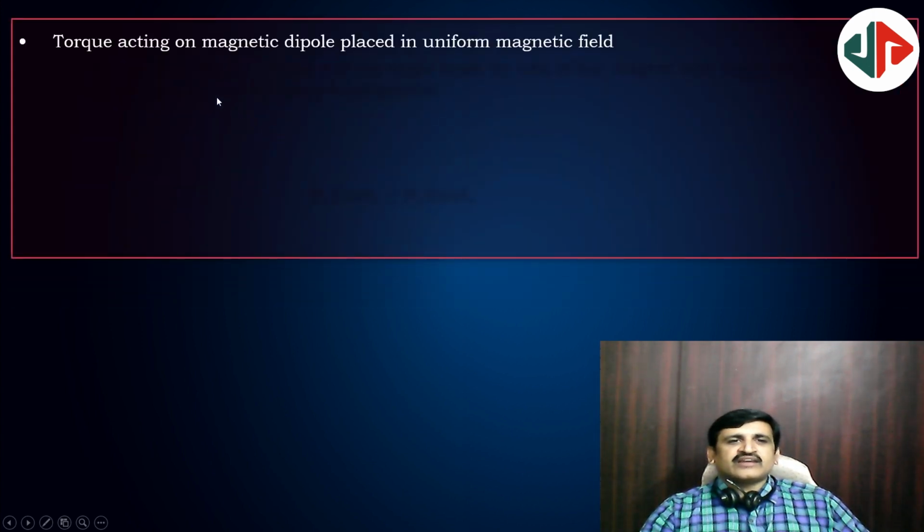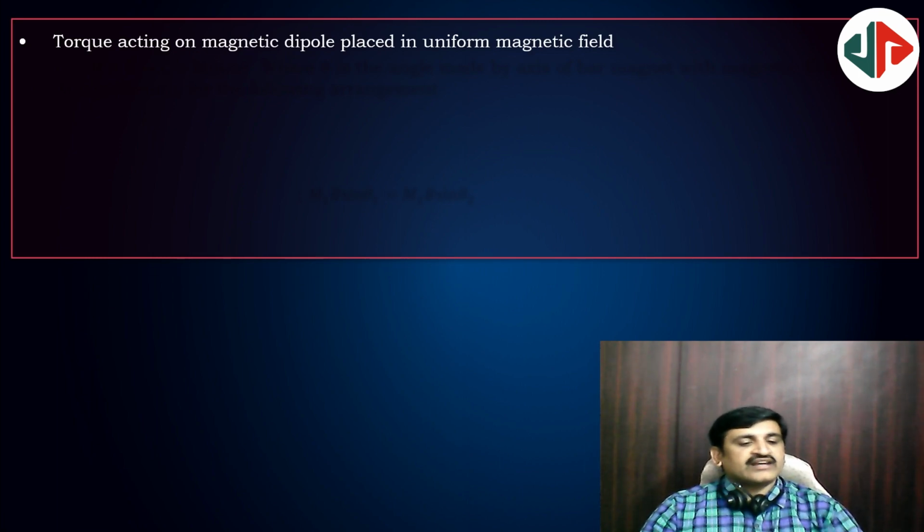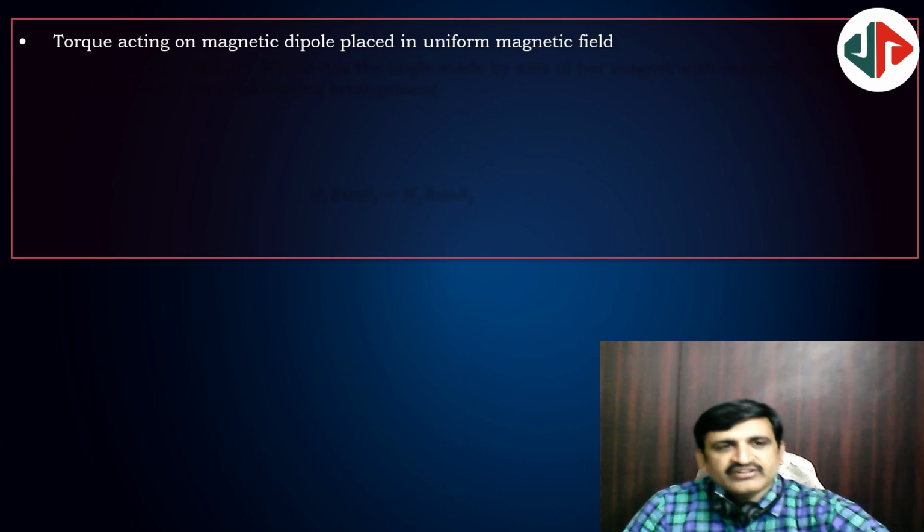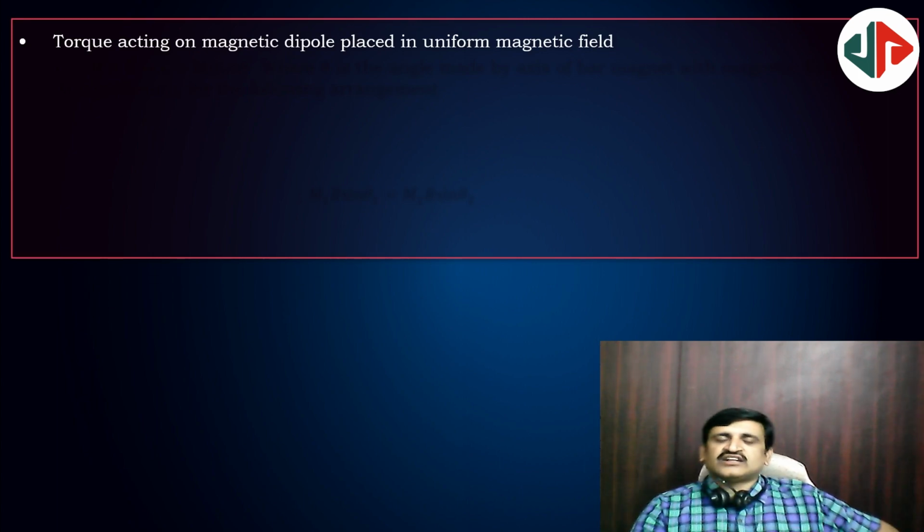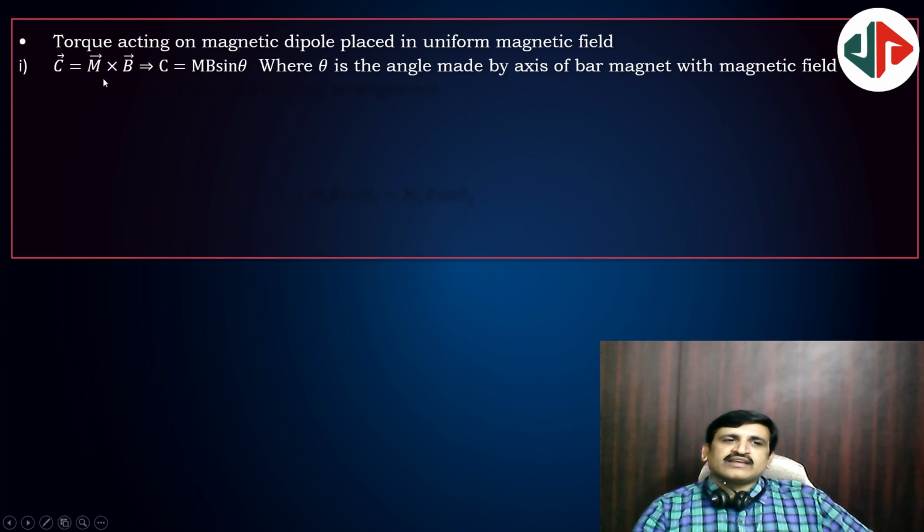Torque acting on a magnetic dipole placed in a uniform magnetic field. When a magnet is placed in a uniform magnetic field, it will experience torque. The torque tau is equal to mB sin theta, or m bar cross B bar. mB sin theta is the magnitude, and the vector form is m bar cross B bar, the couple or torque.